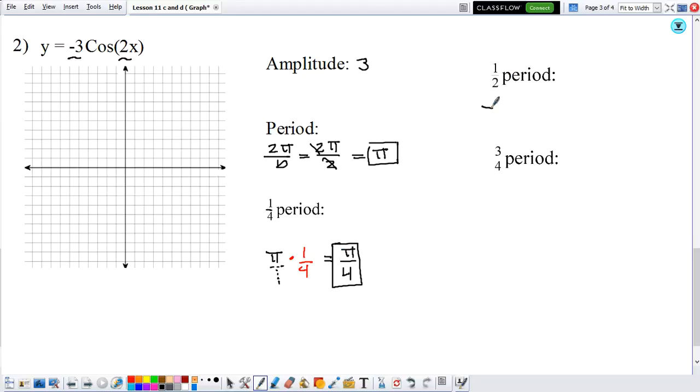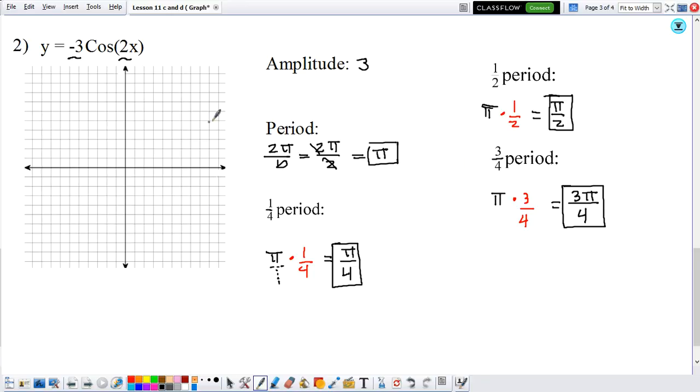So now let's get 1/2 of the period. So let's get the period, which we found to be pi. Now we multiply that by 1/2. So this becomes pi over 2. Now let's find 3/4 of the period. The period is pi, and we multiply by 3/4, which becomes 3 pi over 4. Excellent. So we got our points here.